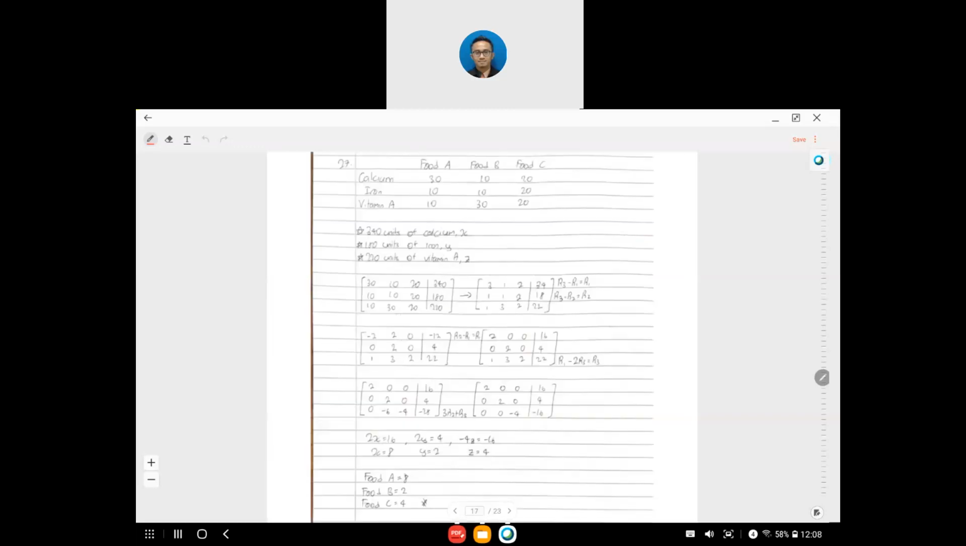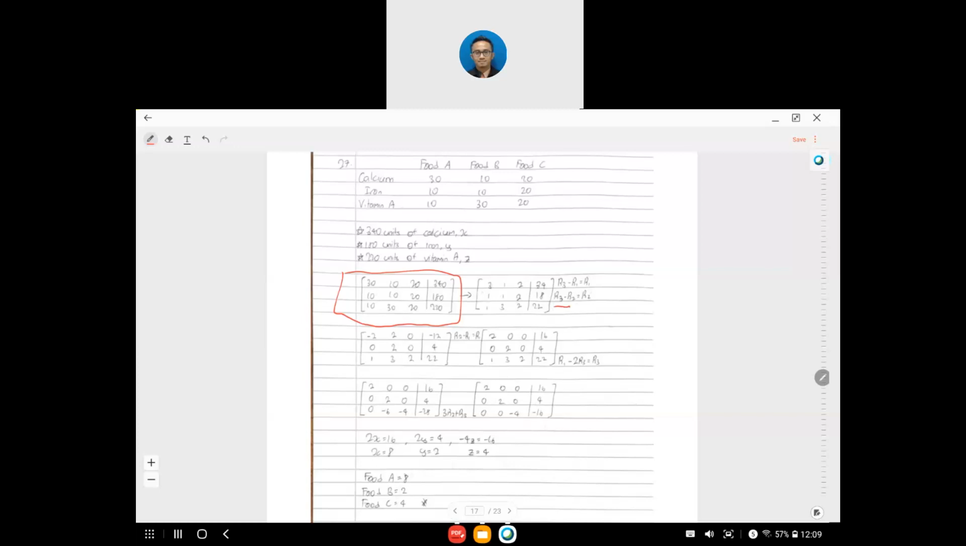Okay, question 27. So question 27, it is given in terms of table. After you transform to the matrix, you can get this matrix. Okay, and then you can get 30, 10, 20, 3, 4, 0, 10, 10, 20, 1, 8, 0, 10, 30, 20, 2, 2, 0. Okay. And then this one, apa ni dia buat ni? Apa ni? Oh, dia bahagi semua dengan 10.